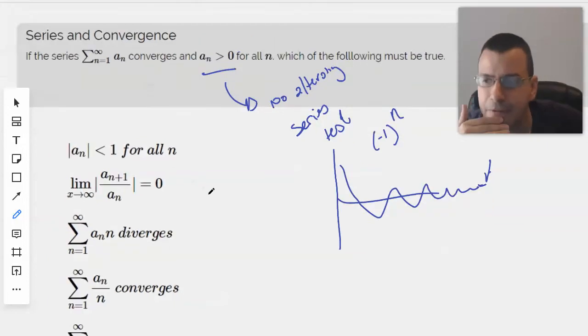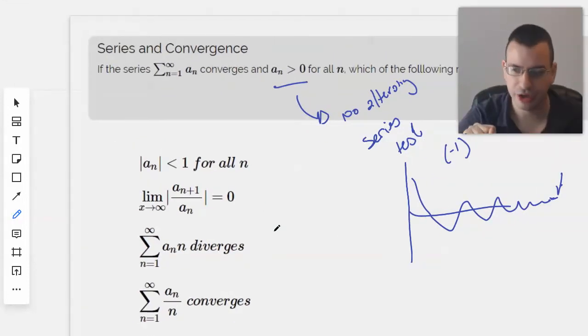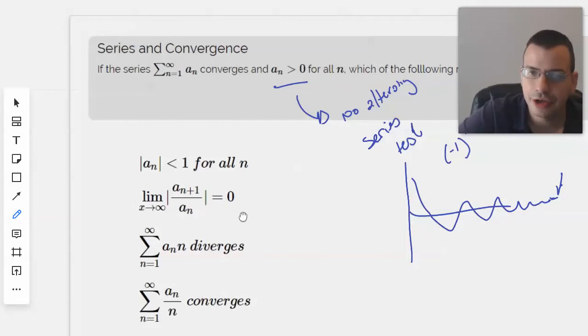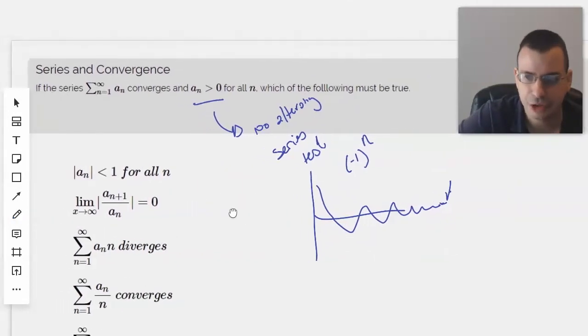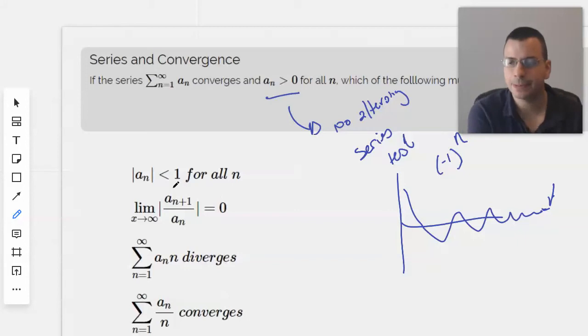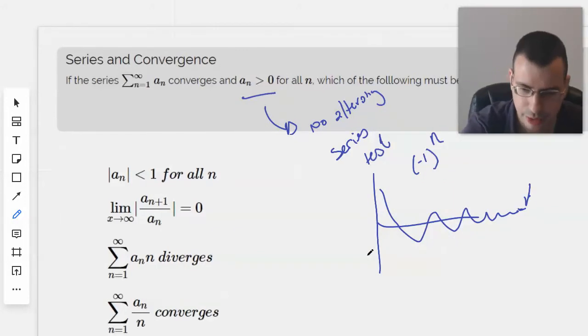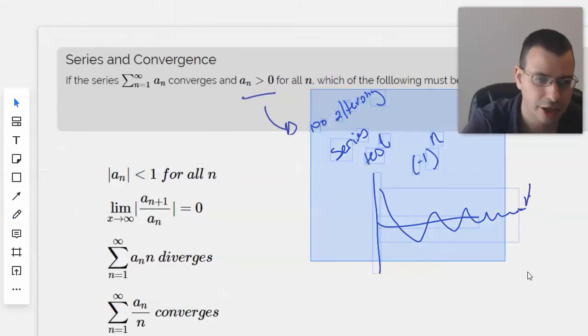Okay, so this is basically just asking about all these various tests. So which of the following must be true? Absolute value of a of n, not necessarily true. So first one, here we go.